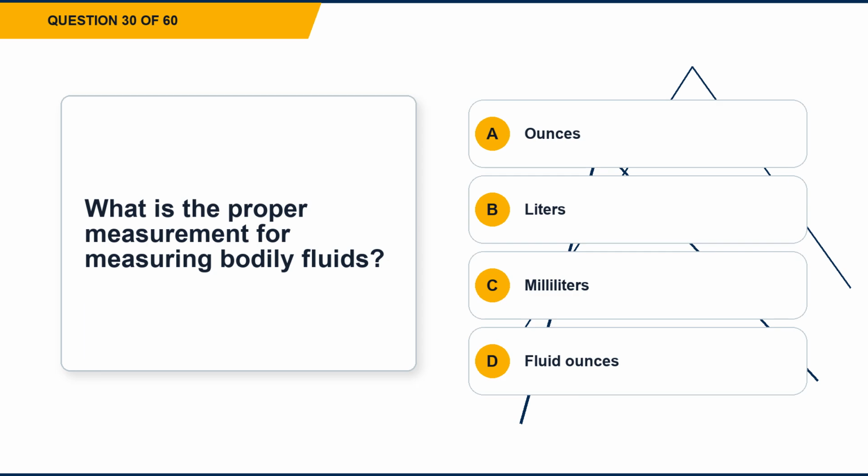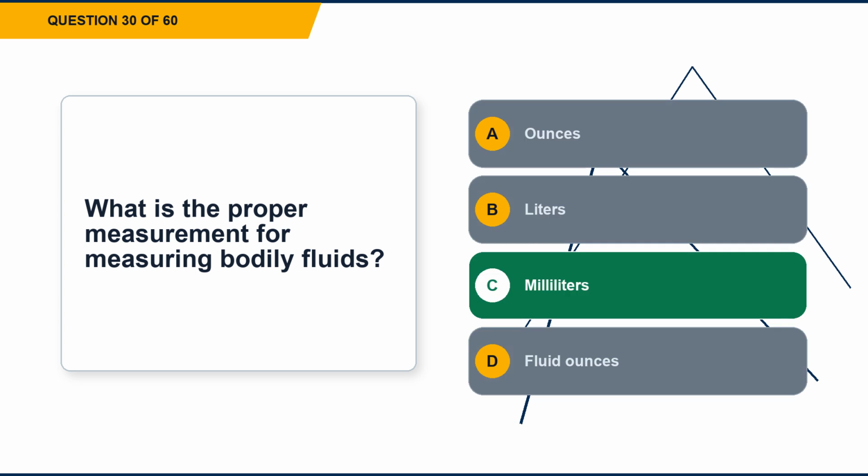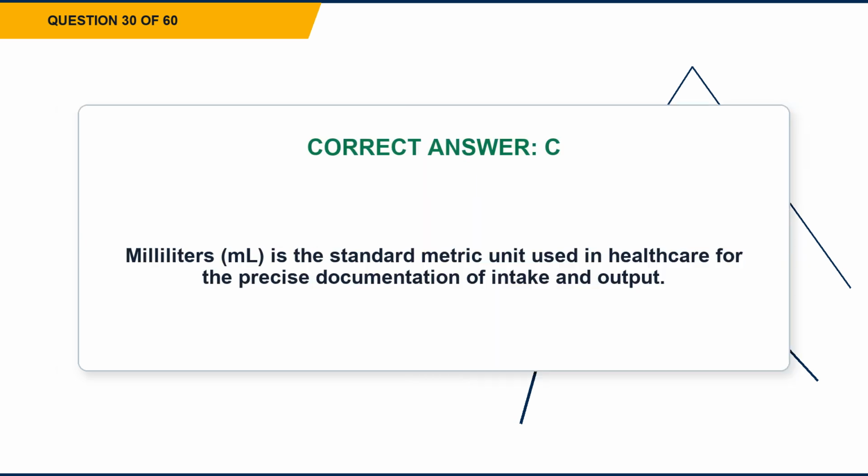Question 30. What is the proper measurement for measuring bodily fluids? Option A, ounces. Option B, liters. Option C, milliliters. Option D, fluid ounces. The correct answer is option C, milliliters. Explanation: milliliters, mL, is the standard metric unit used in healthcare for the precise documentation of intake and output.